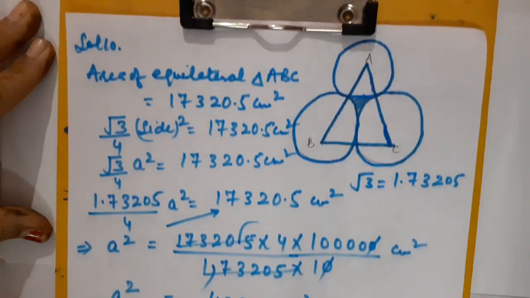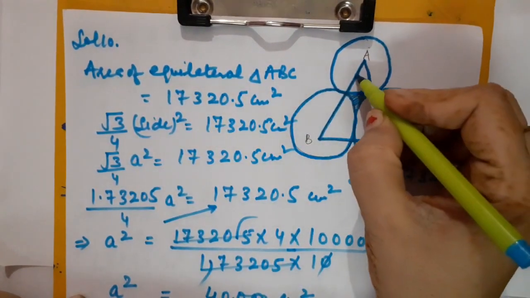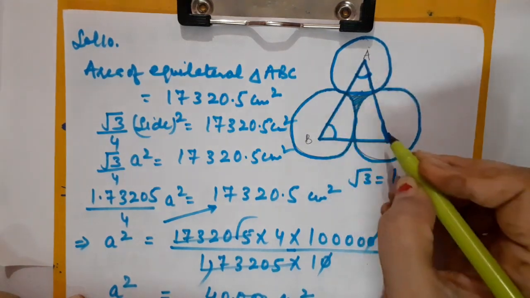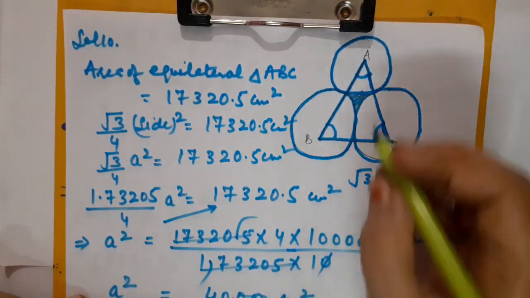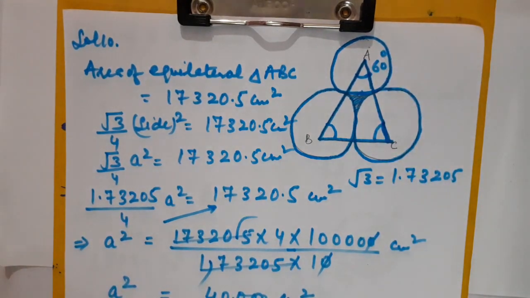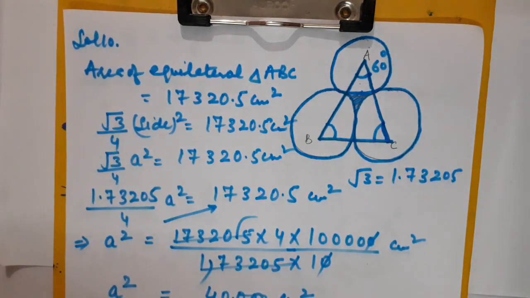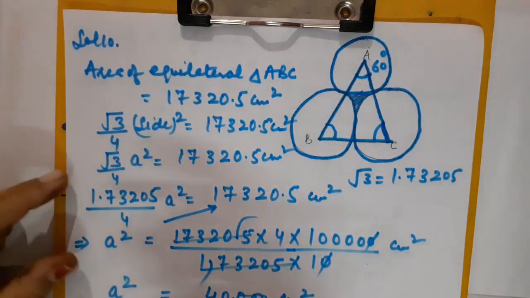Now just tell me one thing. As it is an equilateral triangle, each and every angle will be of 60 degree. Yes or no? Here I can write 60 degree. Correct? Okay. You can write here also. Now children, just tell me how to calculate the area of the shaded region.